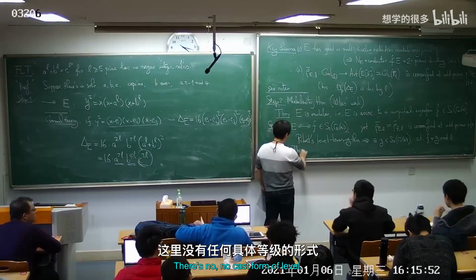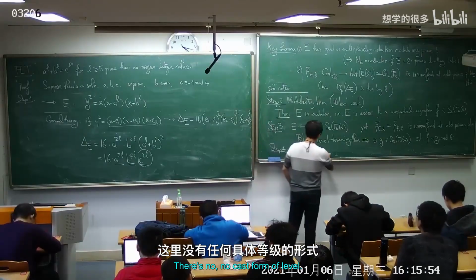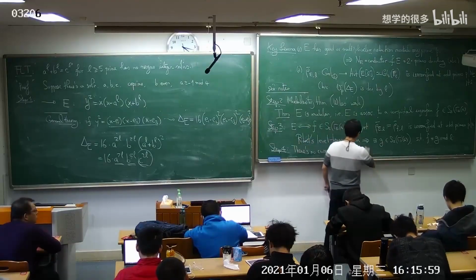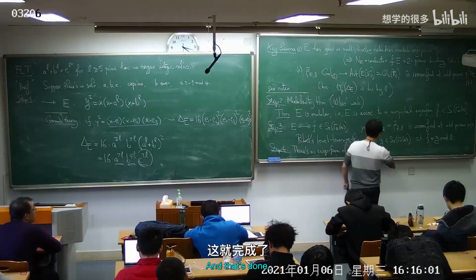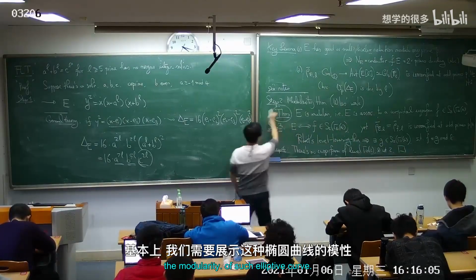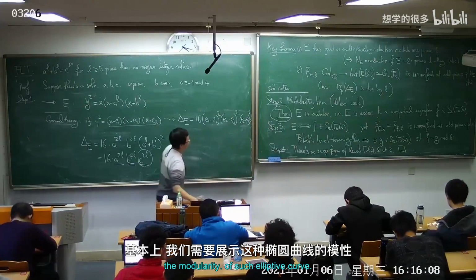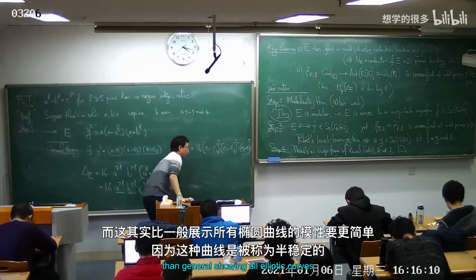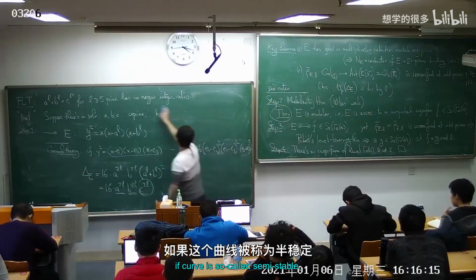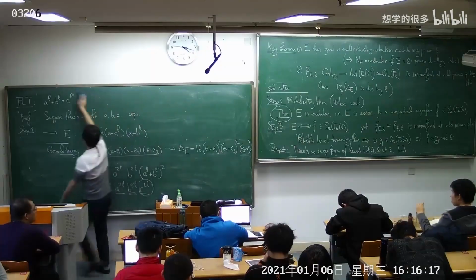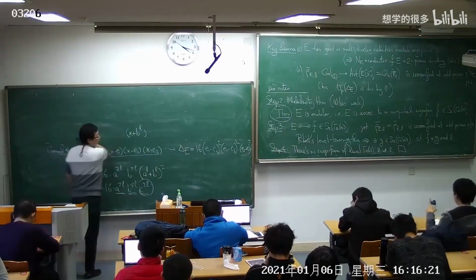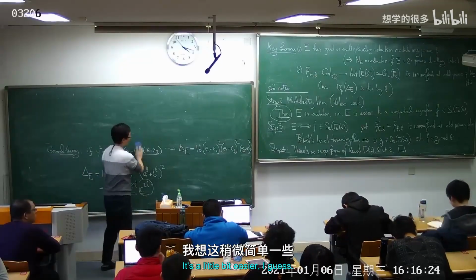There's no cusp form of level and weight 2, and that's done. So basically, all we need to show is the modularity of such an elliptic curve, and this is a little bit simpler than showing all elliptic curves are modular, because this elliptic curve is so-called semi-stable. It's a little bit easier, I guess.